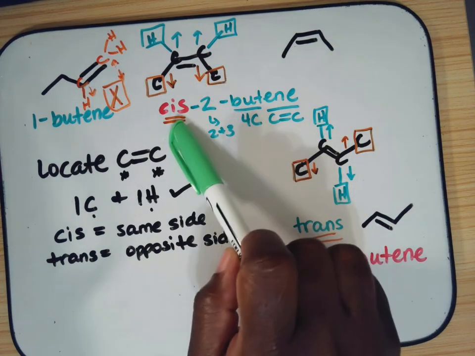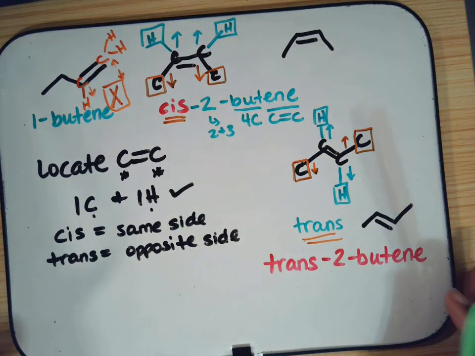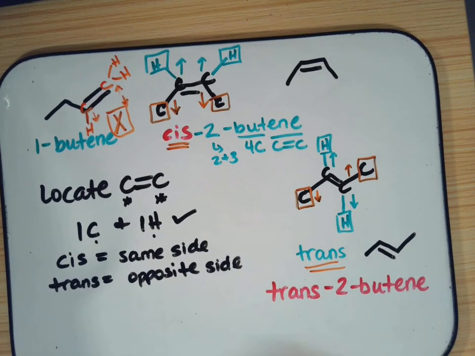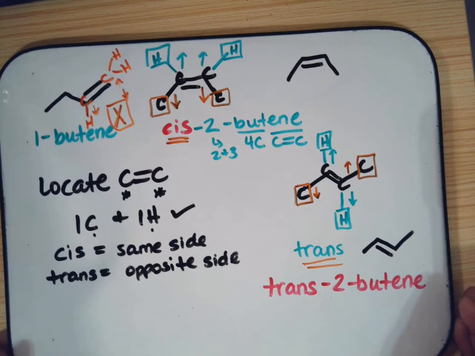Here we have cis 2-butene. We could indicate cis or trans because carbon 2 had 1 carbon and 1 hydrogen. Carbon 3 had 1 carbon and 1 hydrogen. Both carbon groups were pointing in the same direction, just as both hydrogen groups. So it represented the cis isomer.